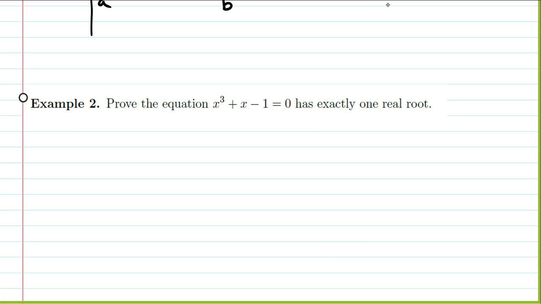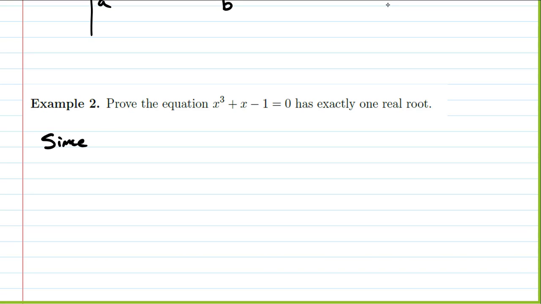To do that, we're going to do this in two different parts. We are going to prove that it has at least one solution, and then we're going to prove that it can't have two or more solutions. Because if it has one or more, but less than two, what's the only number in between? One, right? So let's break this down.